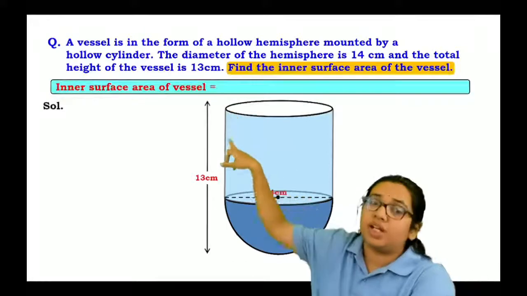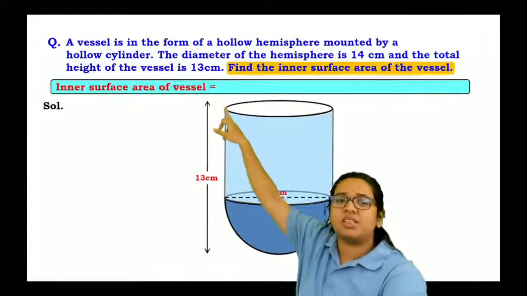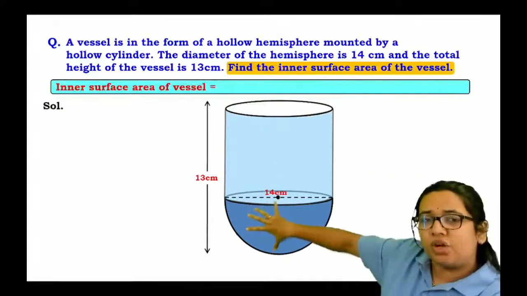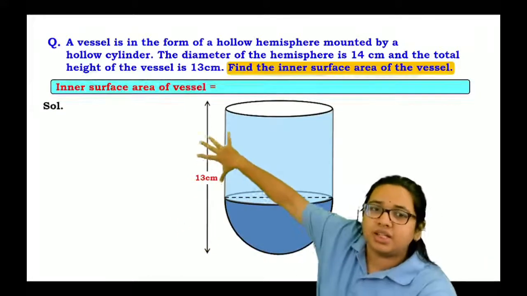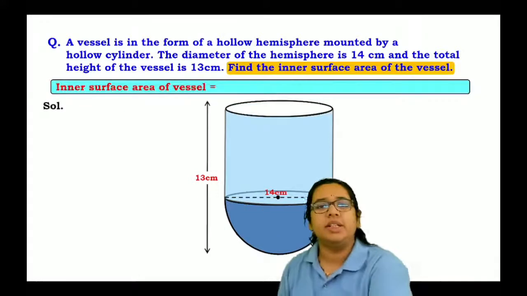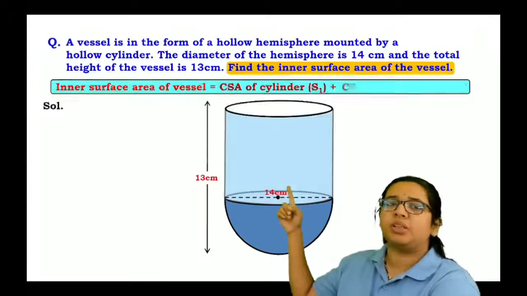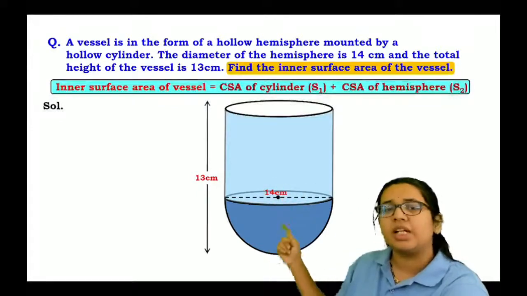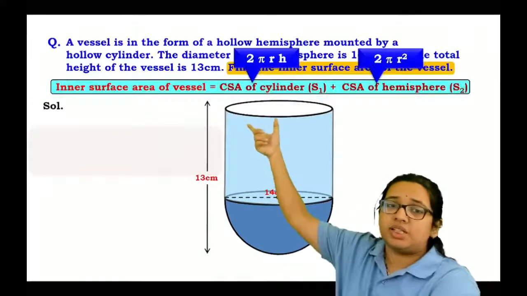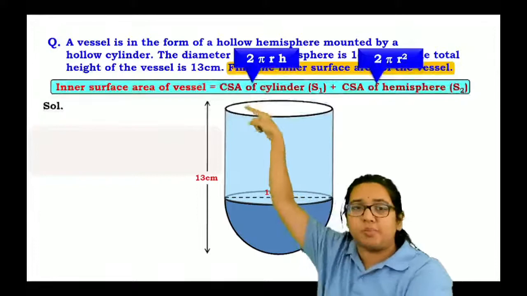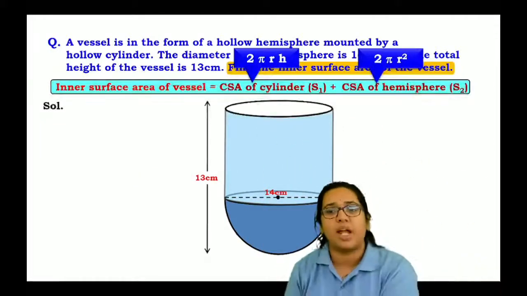And for this value, we have to find out what will be its height. So for that, you can just subtract the radius of this hemisphere from the total length. So you will get the height of the cylinder. So as we have to find out the value of inner surface area, it is nothing but curved surface area of the cylinder and curved surface area of the hemisphere. So we know that curved surface area for the cylinder is nothing but 2 times pi rh, and curved surface area for hemisphere will be 2 times pi r square.